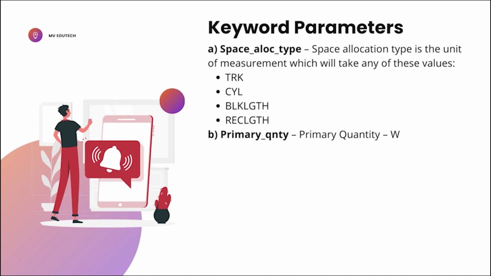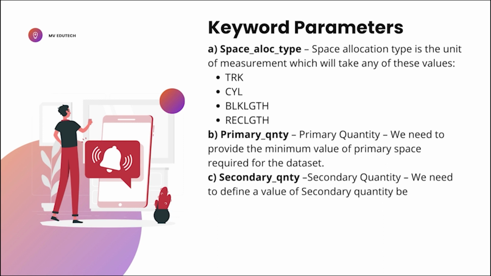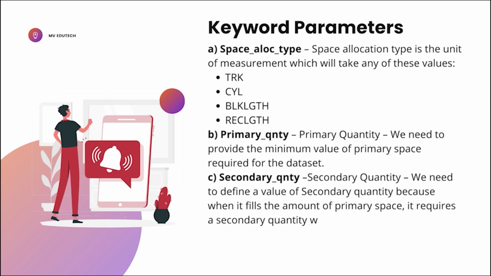B. Primary quantity. For primary quantity, we need to provide the minimum value of primary space required for the dataset. C. Secondary quantity. We need to define a value of secondary quantity because when the dataset fills the amount of primary space, it requires a secondary quantity, which is the additional space that the system provides to the resources used in the step.